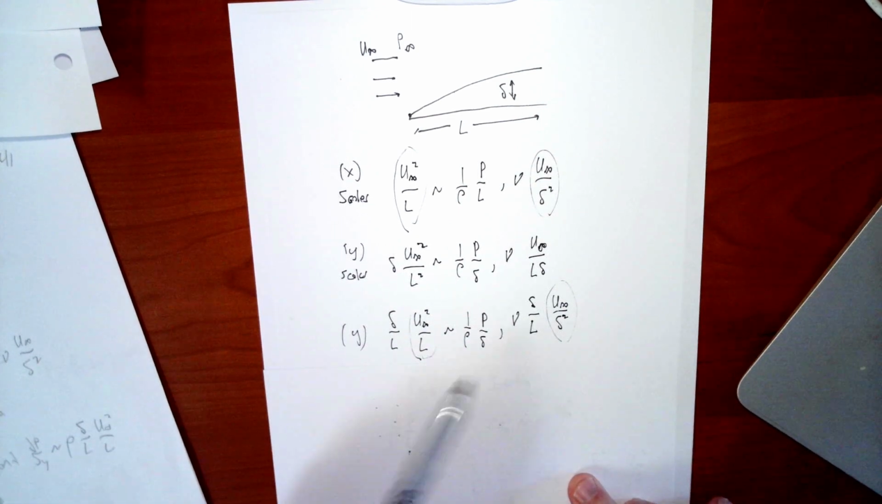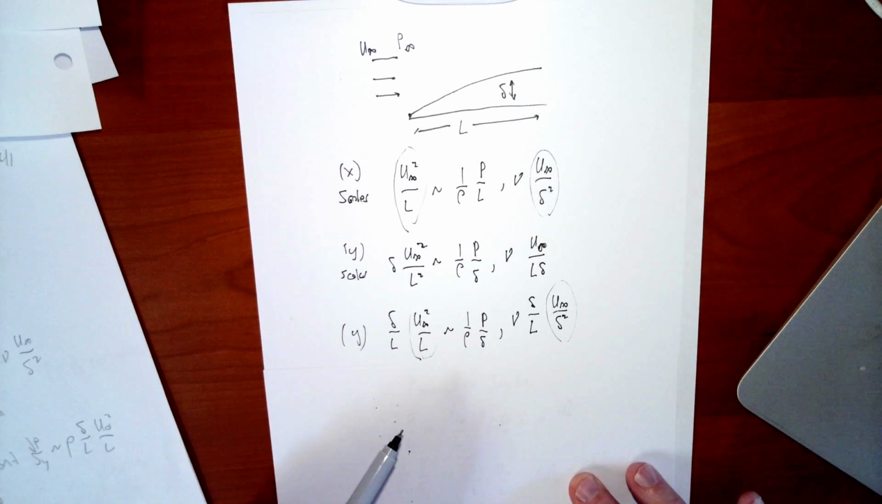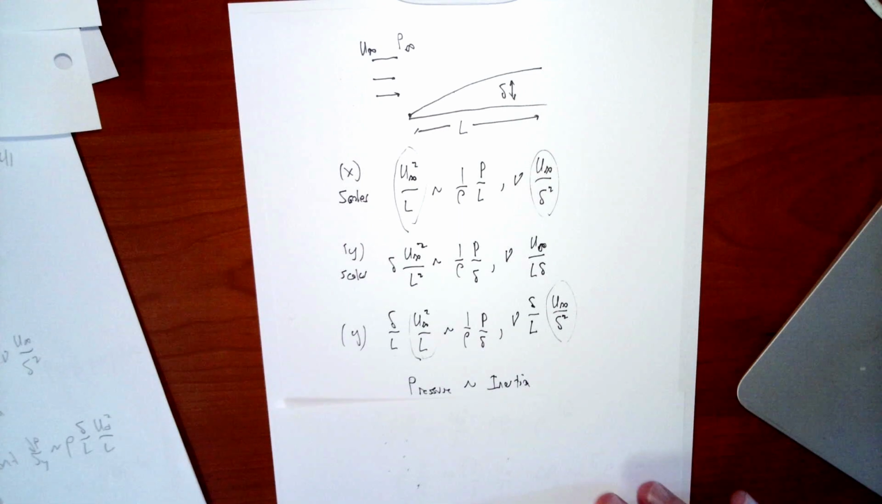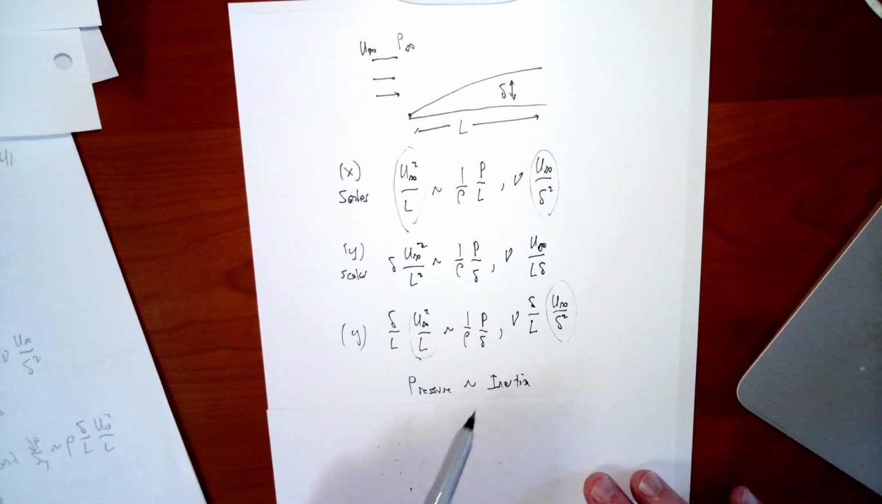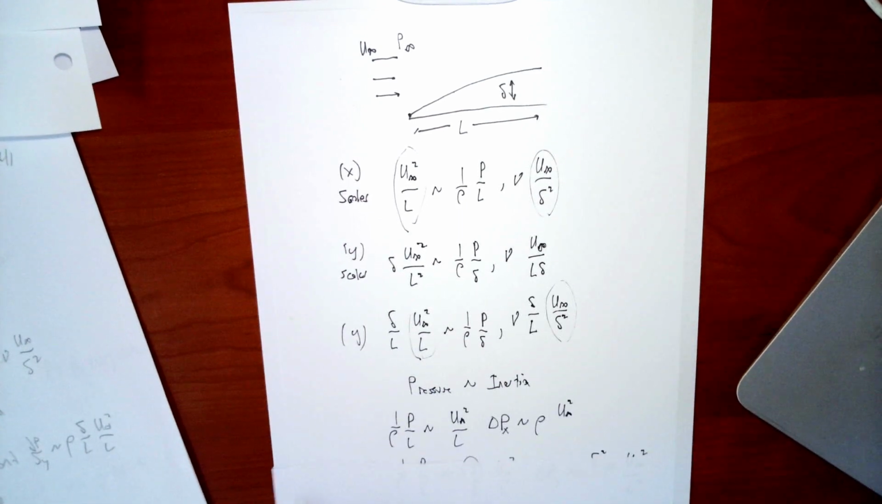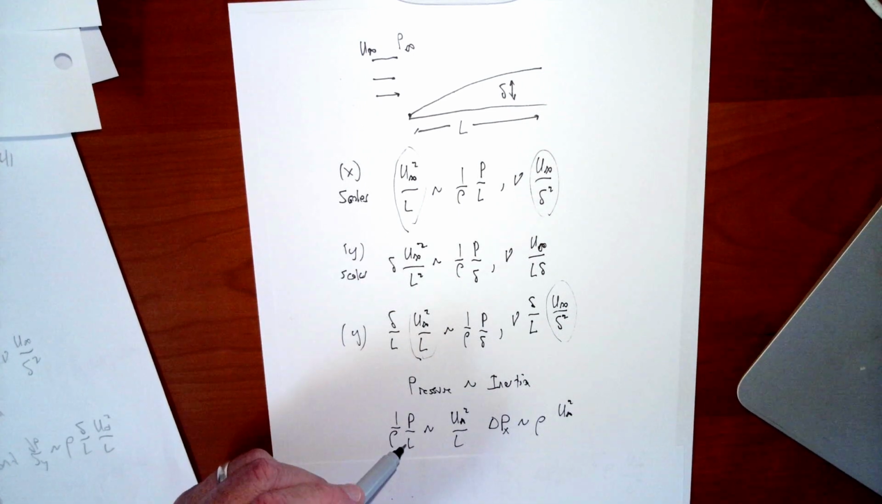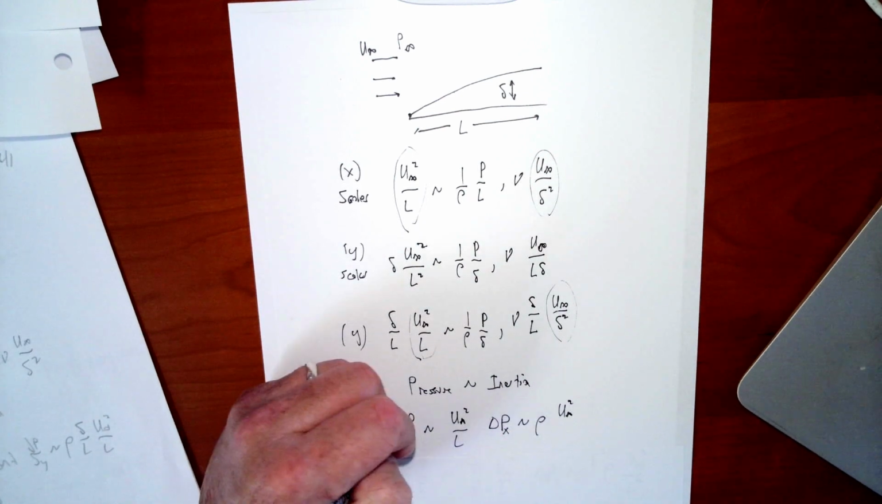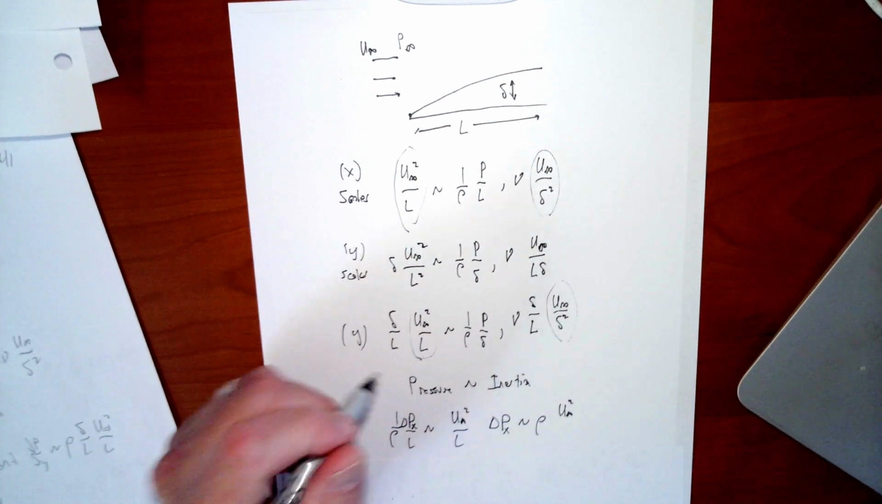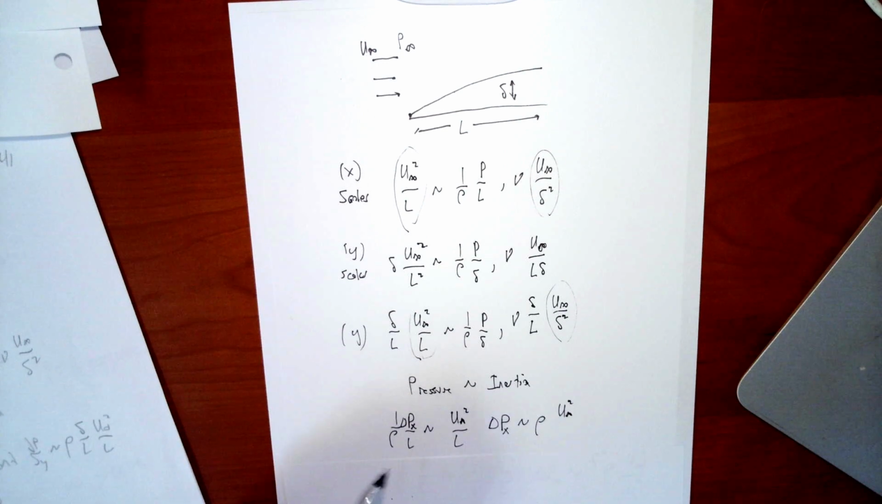So what we're going to do is assume that we know the answer first. Maybe pressure is balancing inertia. So maybe that's what's happening in this flow. So we're going to just look at the pressure and inertia forces. Here's the pressure scale in the x momentum equation. It's 1 over rho times p over L. Now it's not p here, it really should be delta p x. That is the amount the pressure changes in x.